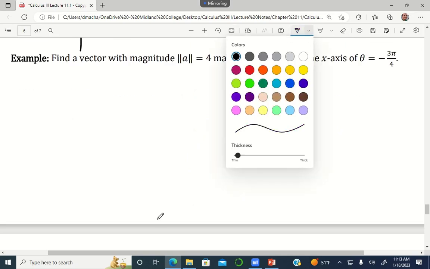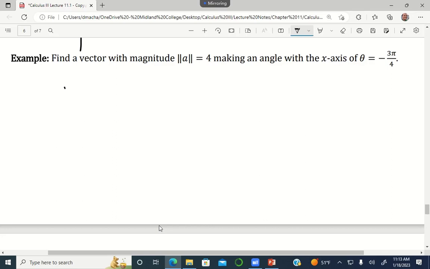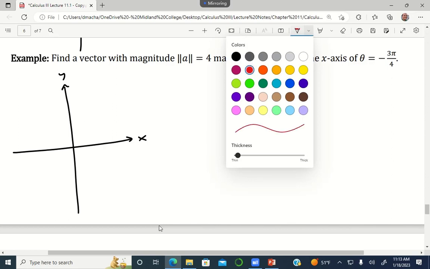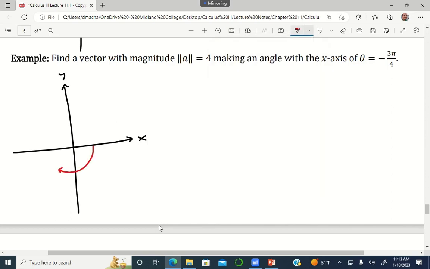It says find a vector with magnitude 4. This time making an angle with the x-axis of negative 3 pi over 4. Okay, so here is negative 3 pi over 4. Since it's a negative angle, that's why I'm going in the clockwise direction. The magnitude of this vector is going to be 4, so that's going to be the length of my little arrow. And once again, this is just a problem of figuring out what is the x-coordinate of the tip of that little arrow, and what's the y-coordinate of the tip of the arrow.